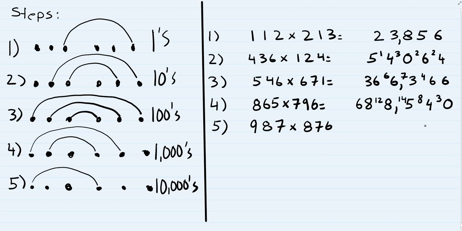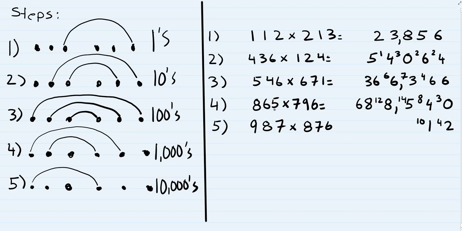Last example, 7 times 6 is 42. So I'm going to say 2, carry the 4. All right, next step, we do our tens, 8 times 6 and then 7 times 7. So 48 plus 49 is 97. 97 plus 4 is 101. So I say 1, carry the 10.